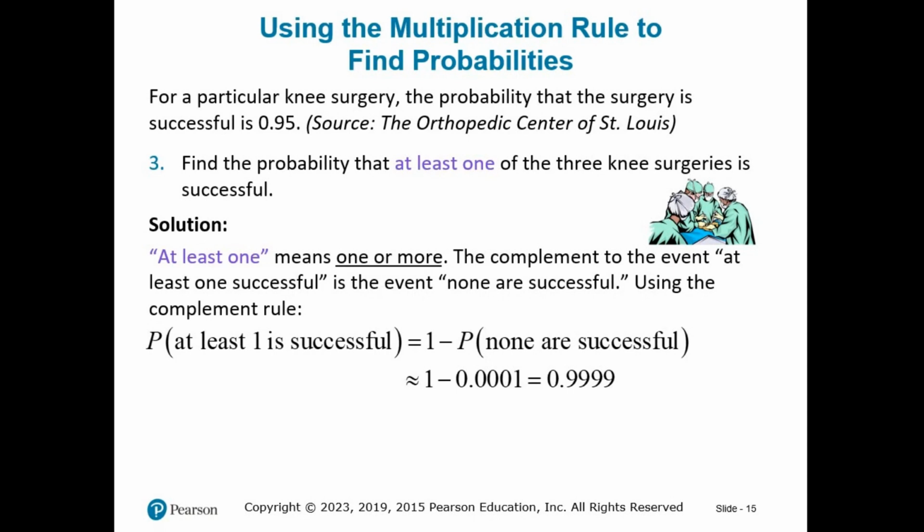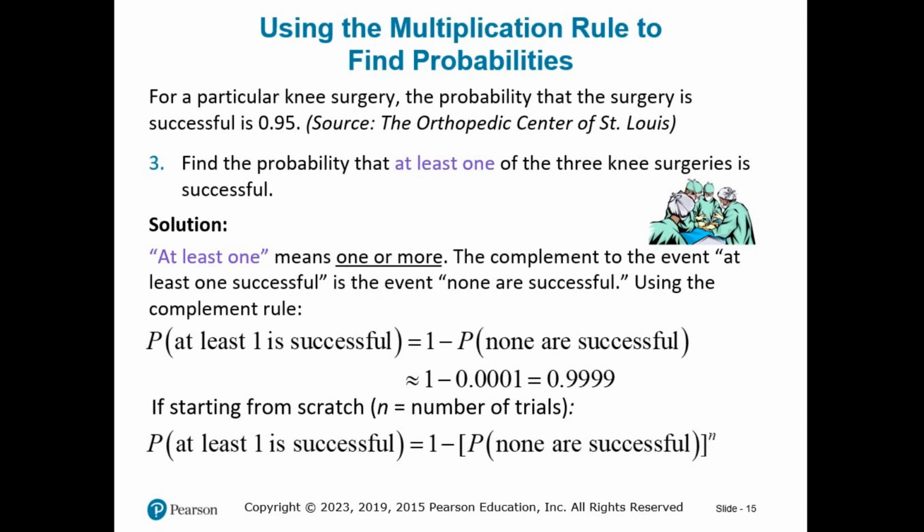Now let's think about if you were starting this problem from scratch. Another way you could write the formula would be 1 minus the probability that the event is not successful raised to the power of the number of trials, or times the experiment is performed, in this case 3. So we would have 1 minus 0.05 raised to the 3rd power, which results in the same answer, about 0.999.